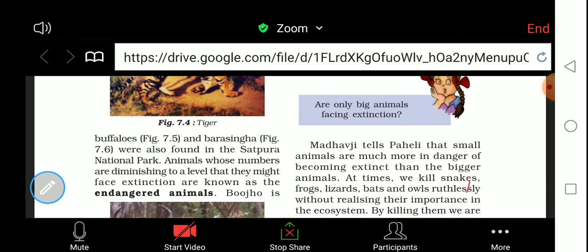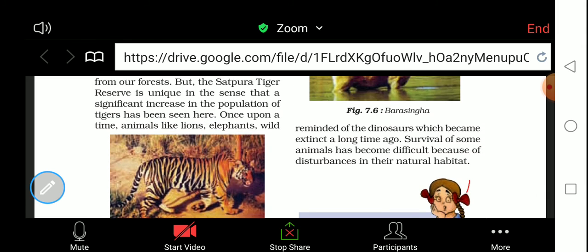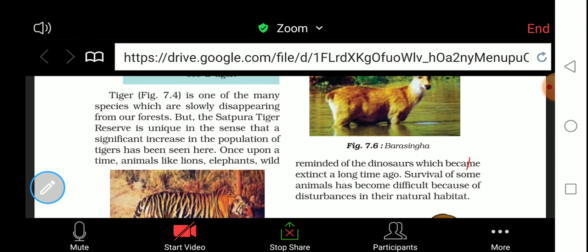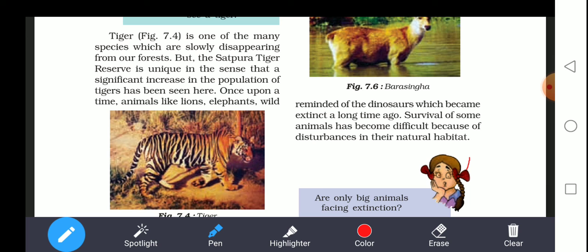So here children are discussing the dinosaurs which became extinct a long time ago. Dinosaurs are a very good example. If you take into consideration dinosaurs, those animals lived about 100,000 years ago. The dinosaurs were found on this earth, but now we will not find them because they became extinct. These animals are known as endangered species or animals.